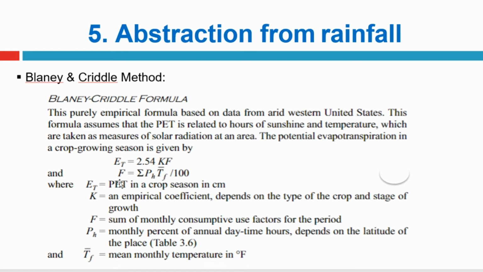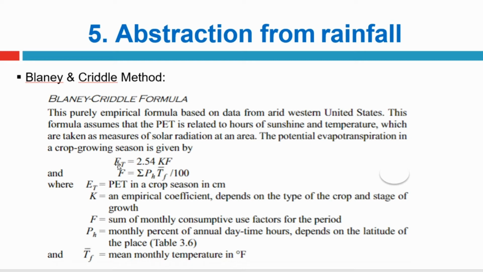Once you get the F value, which is the consumptive use factor for that given period, here 4 months, you multiply it with the crop coefficient K, and if you multiply it by 2.54, it will give you ET, the evapotranspiration for that given crop. This ET is called potential evapotranspiration. It is not the actual evapotranspiration; it is the maximum evapotranspiration that can take place from that particular zone during that period for that particular crop.